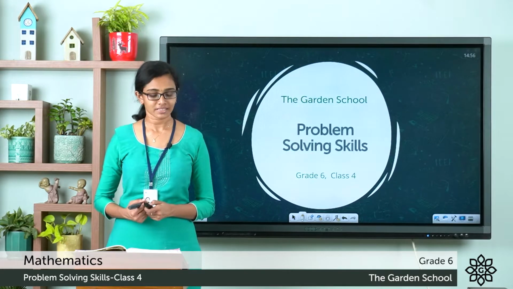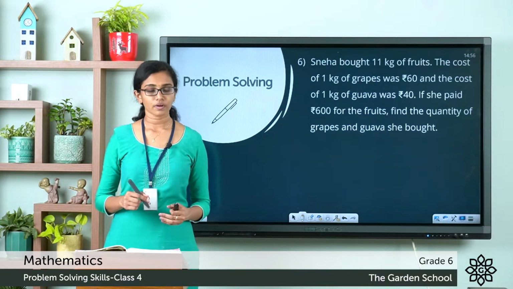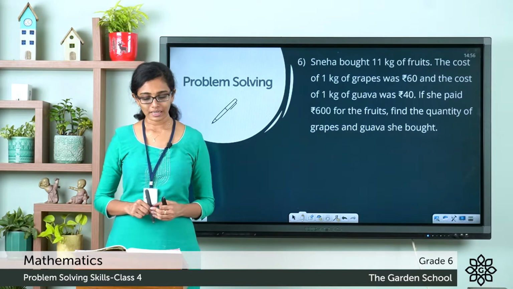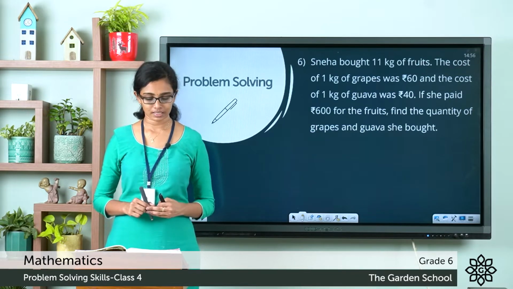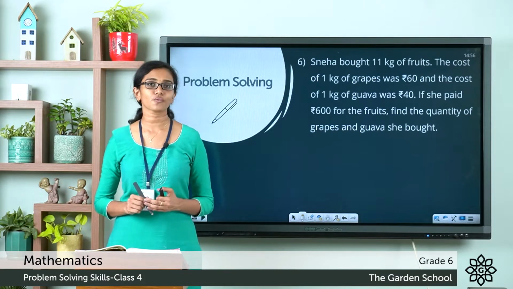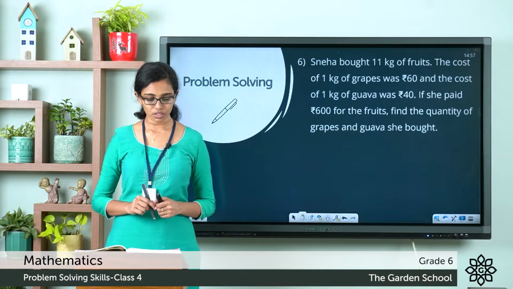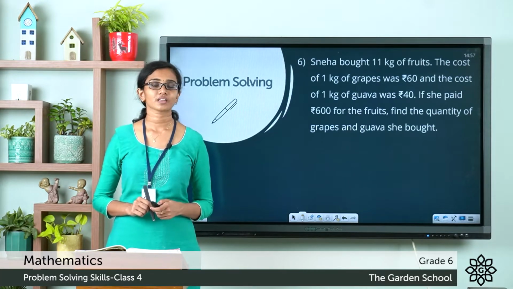Let's see the 6th question now. It says, Sneha bought 11 kg of fruits. The cost of 1 kg of grapes was rupees 60 and the cost of 1 kg of guava was rupees 40. If she paid rupees 600 for the fruits, find the quantity of grapes and guava she bought.